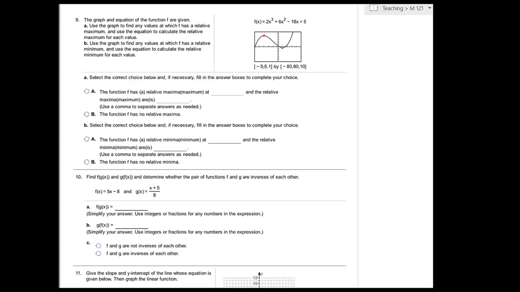but it's at negative 5 to 5, so that's 1, 2, 3, 4, 5, so that's negative 5. And then this here is at negative 3. So for our max, this is going to be f of negative 3, which is 2 times negative 3 cubed plus 6 times negative 3 squared minus 18 times negative 3 plus 5. Oh my goodness.